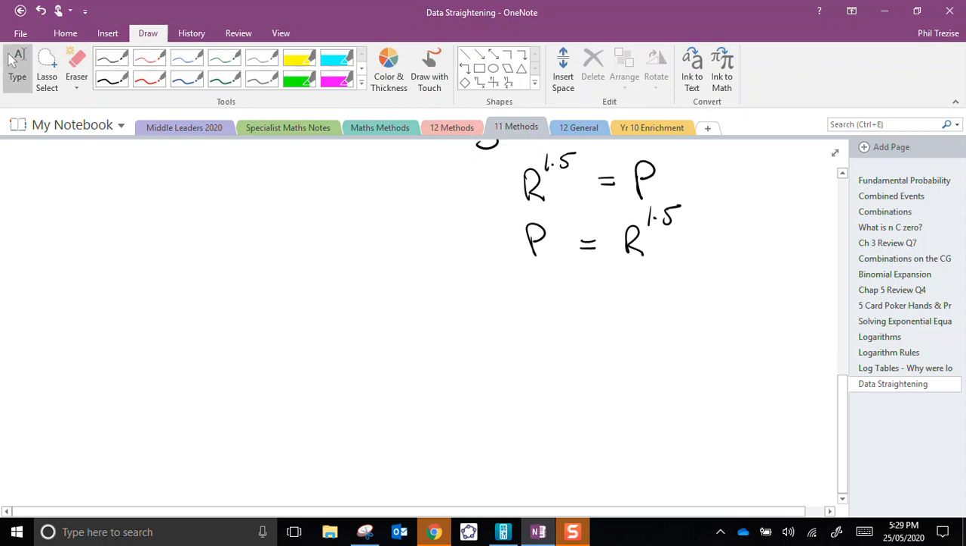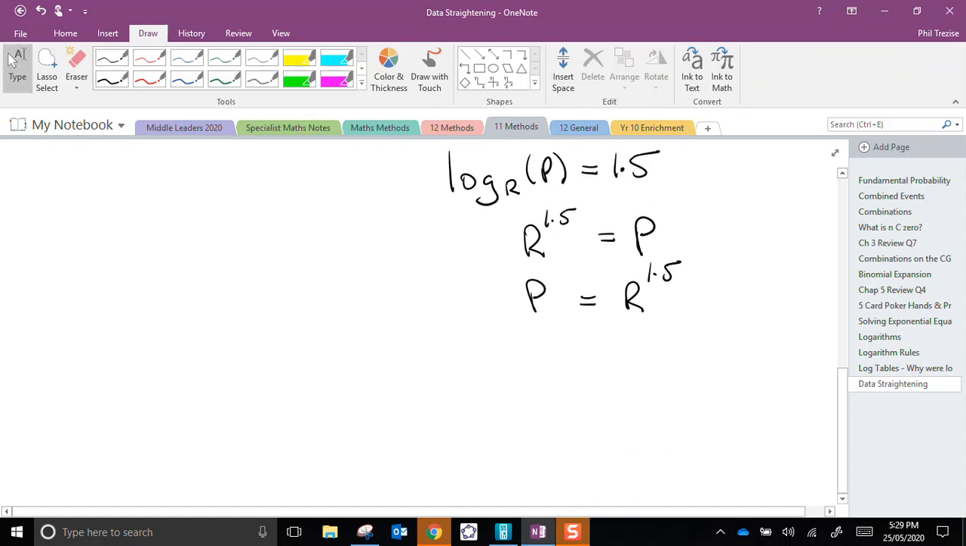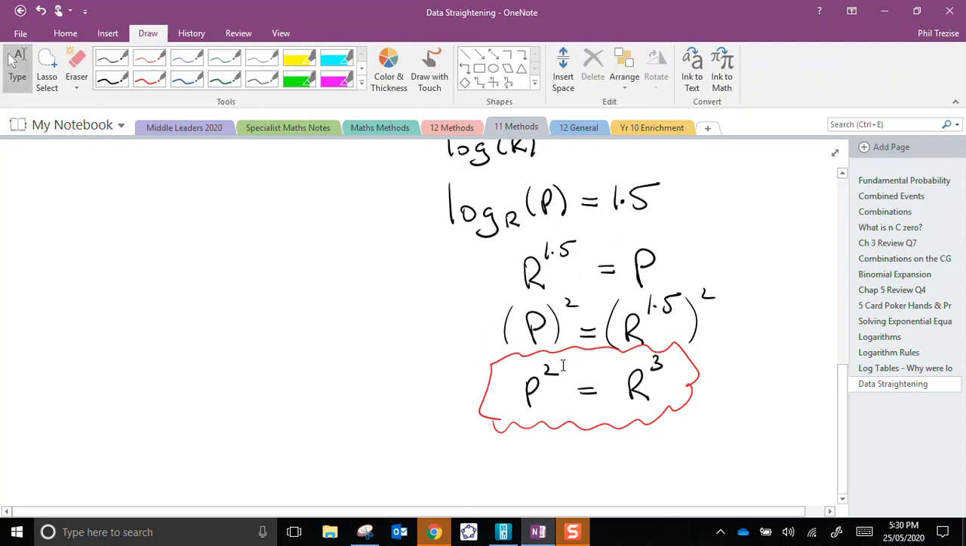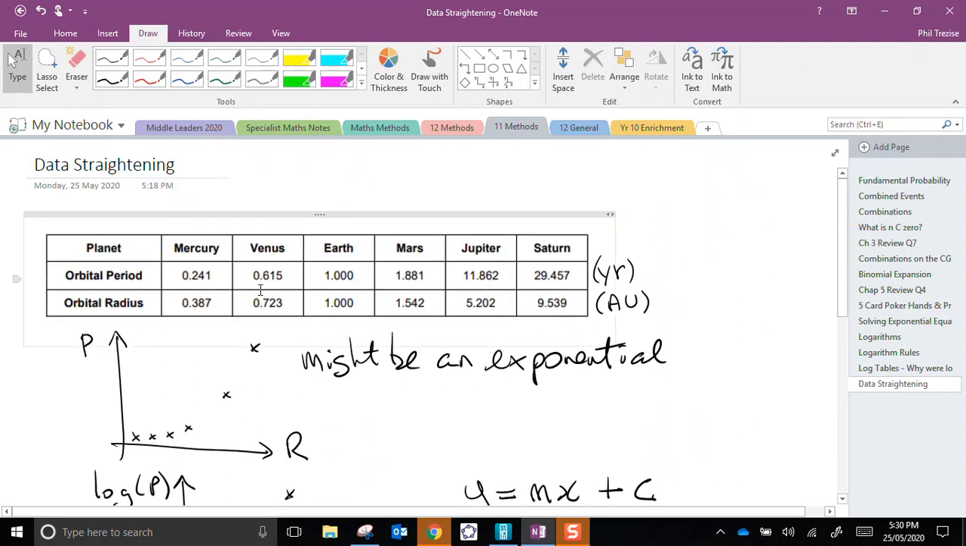Now, we could stop there. This is a power law. We have the variable P, the variable R, and a power 1.5. Kepler decided that he would square both sides of this equation. So he would say P squared equaled, now power of a power we multiply, he would say P squared equals R cubed. And that formula there is the solution. It's known as Kepler's third law of planetary motion.